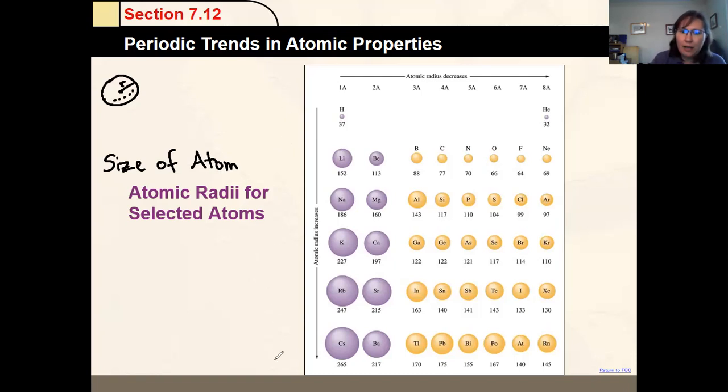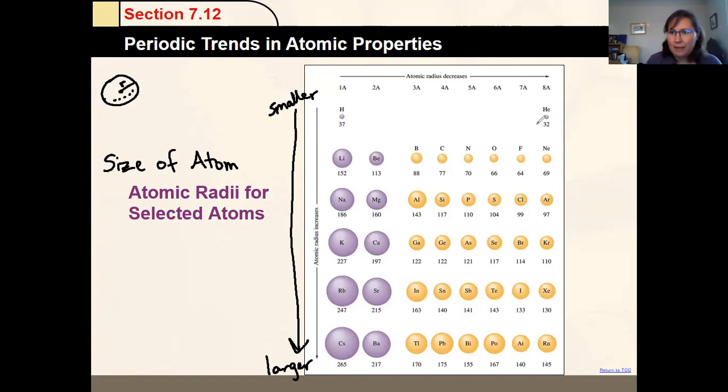As we go down the periodic table, each energy level is farther from the nucleus. So here we are smallest, and here we are larger. So we'll change this to smaller and larger just because it's a little easier. Smaller to larger, okay? Now, that makes sense.